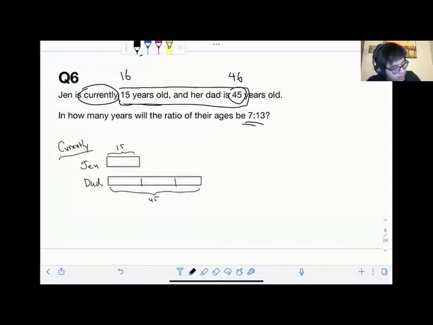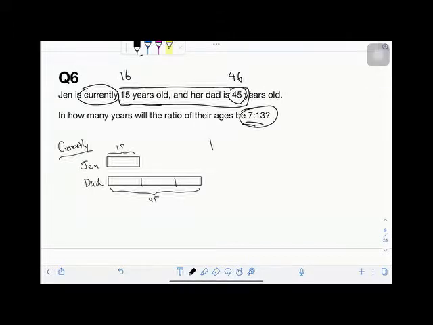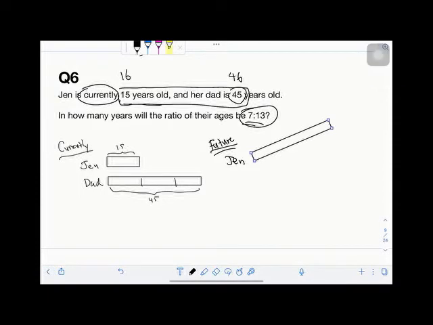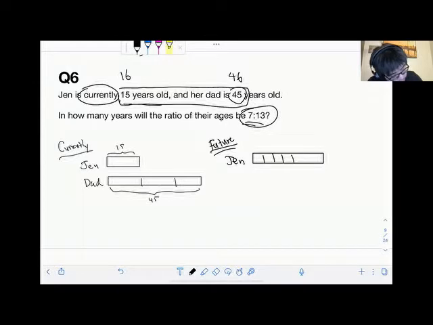So i-drawing po natin muna yung 7:13. So sabihin natin future, no? So paano po yung drawing nito? 7 kay Jen. Okay. 7 boxes po. And then 13 po kay dad. So 7 kay Jen, 1, 2, 3, 4, 5, 6. At si dad, 13. 1, 2, 3, 4, 5, 6, 7, 8, 9, 10, 11, 12.